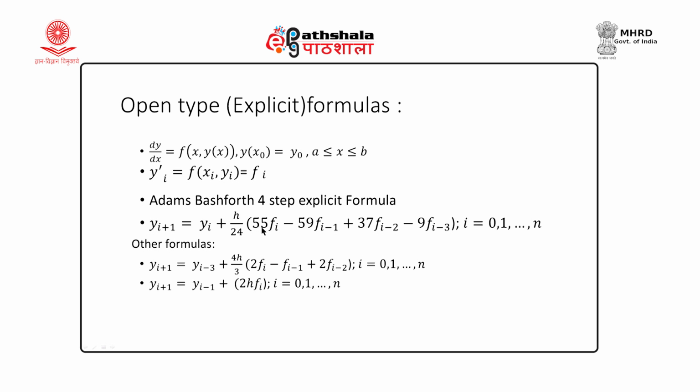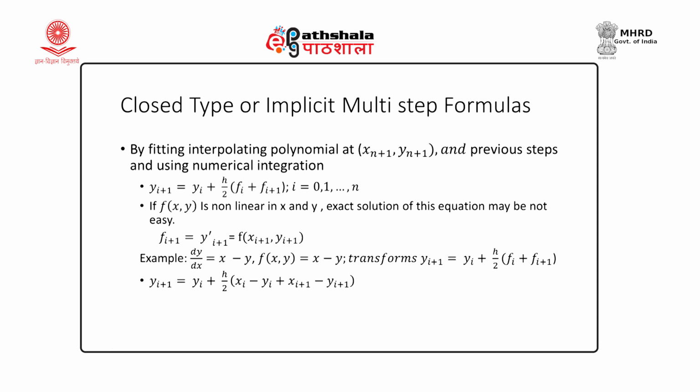There are other lower order formulas also, like yi plus 1 equals yi minus 3 plus 4 h by 3 times (2 fi minus fi minus 1 plus 2 fi minus 2). So, this uses the values at 3 previous steps, and similarly there is one which uses only 2 previous steps. So, you can have a 2-step formula, 3-step formula, 4-step formula. The 4-step formula is the most commonly used.